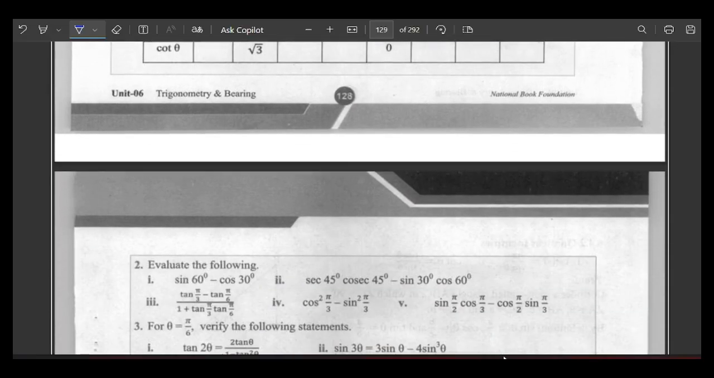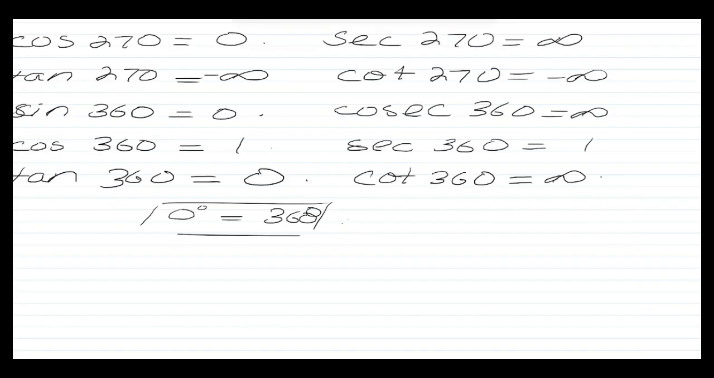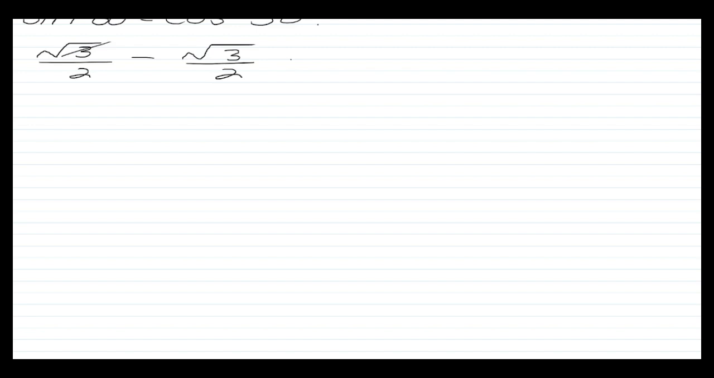Now we will move on to question number 2. We need to evaluate the following. We have sine 60 minus cos 30. So how can we solve this problem? Let's write it here: sine of 60 minus the cos of 30. As we know, the sine of 60 is under root 3 by 2, while the cos of 30 is also under root 3 by 2. So when these get subtracted from each other, we only remain with 0. So 0 will be our final answer.